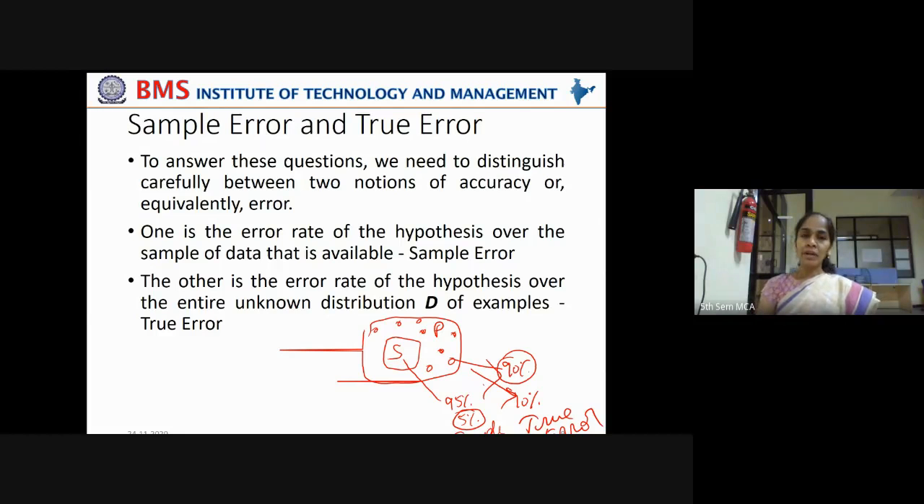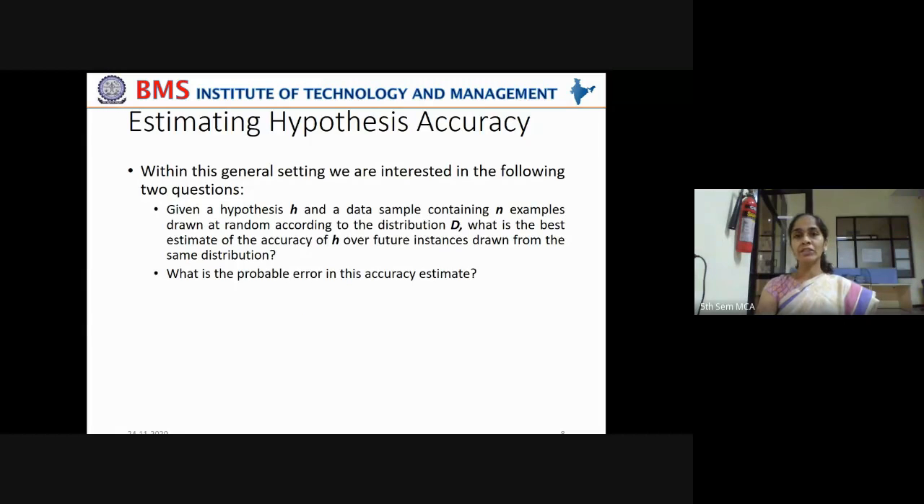Now, what is the question that actually drove us towards evaluating the hypothesis? Given a hypothesis H and a data sample containing n training examples drawn at random according to the distribution D, what is the best accuracy of the hypothesis H over future instances drawn from the same distribution?